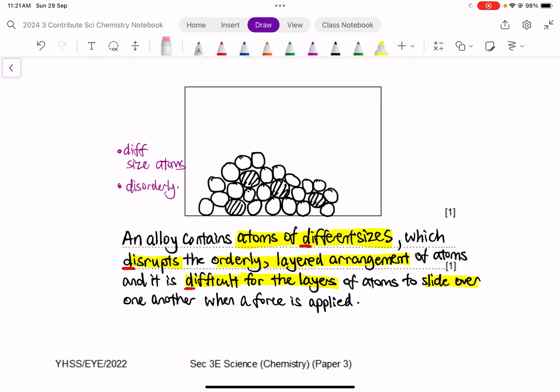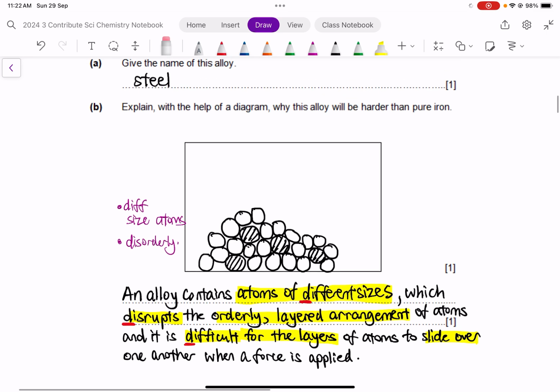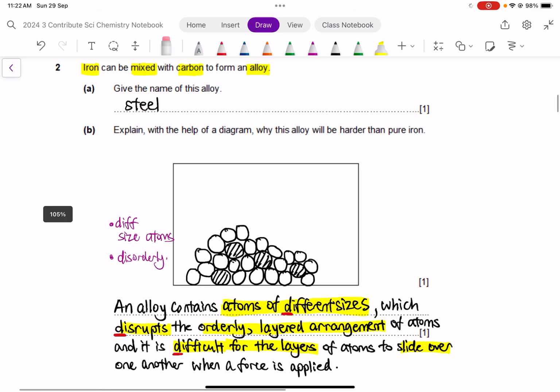So that really concludes question 2, which is about alloys. So if you recall, alloys are mixtures containing one metal with another element. In this case, this alloy is called steel, and steel, let's recall, is a mixture of iron and carbon. Iron is the metal, carbon is a non-metal. So we mix iron and carbon to form steel.